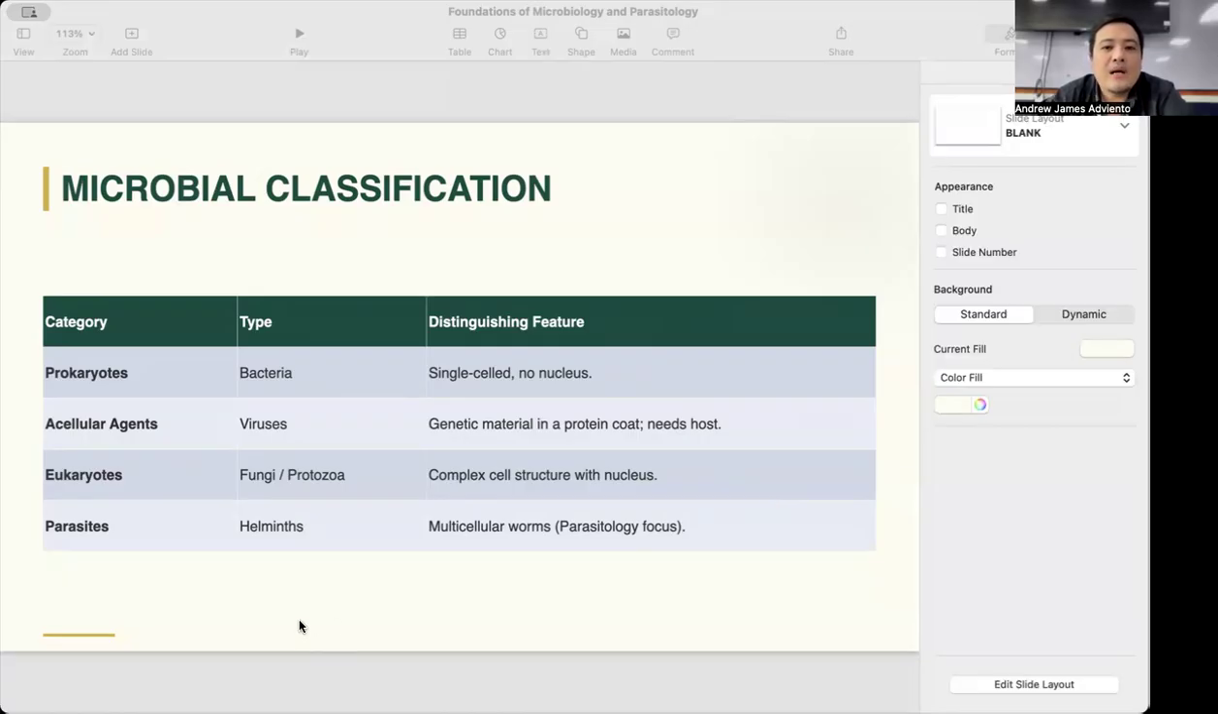I just want to add as well that correct classification allows accurate diagnosis. If you have an accurate diagnosis, you will have a more effective treatment. And of course, you can also teach the person or other people about the proper prevention strategies. Misidentifying microorganisms can lead to incorrect treatment, which is very dangerous, especially in the field of health care.